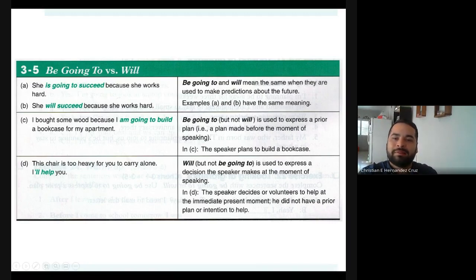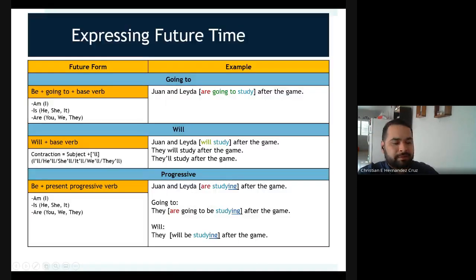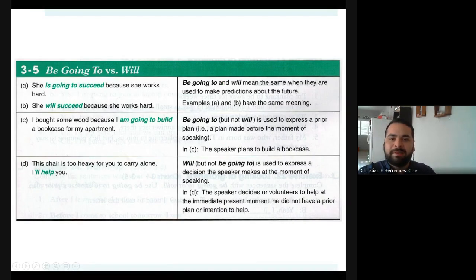This is why it says it is used to express a prior plan, or a plan made before the moment of speaking. Now, that was just be going to, which has that context. But now will, and not be going to, only will, is used to express a decision the speaker makes at the moment of speaking. So for example, in sentence D, the speaker decides or volunteers to help at the immediate present moment. He did not have a prior plan or intention to help.